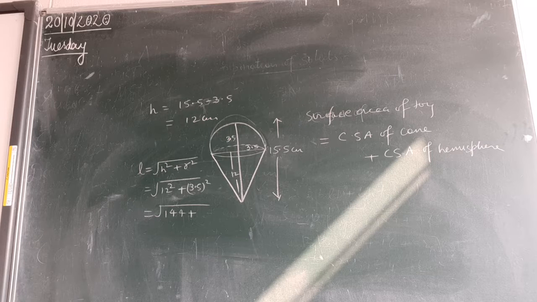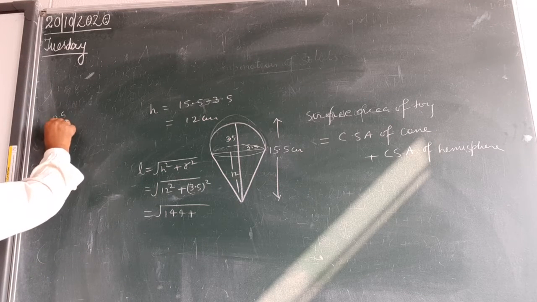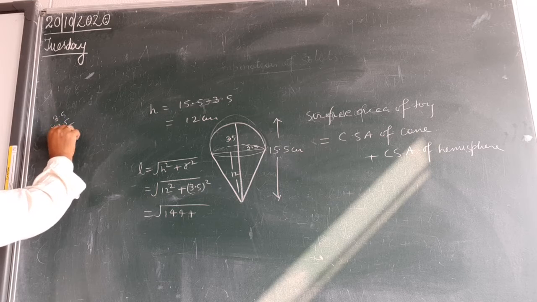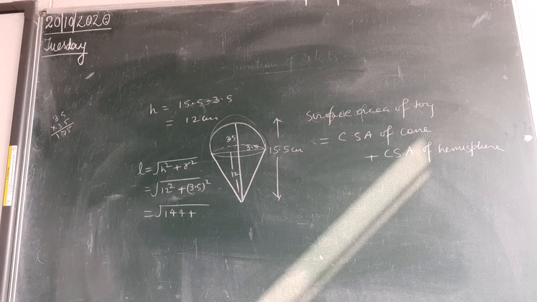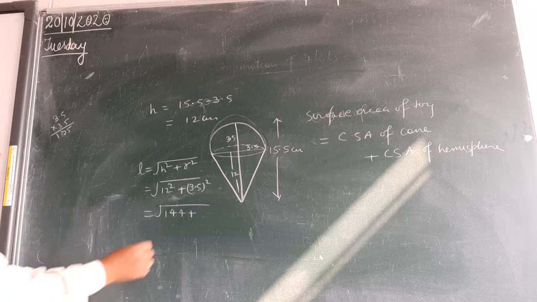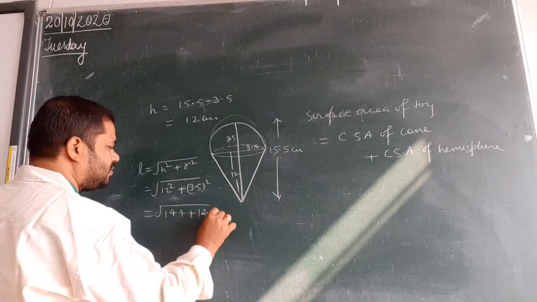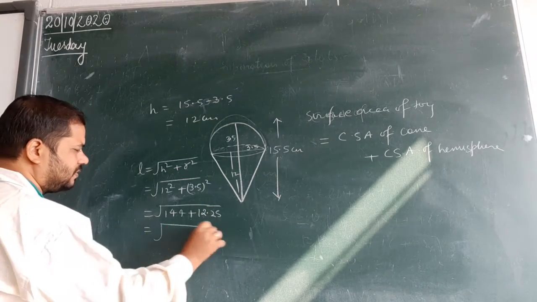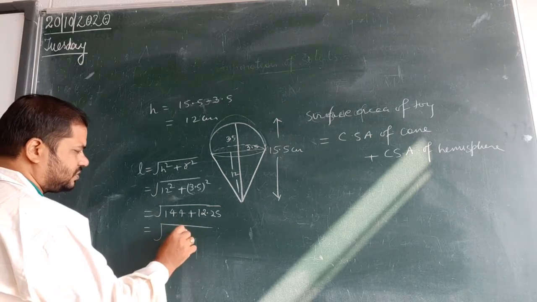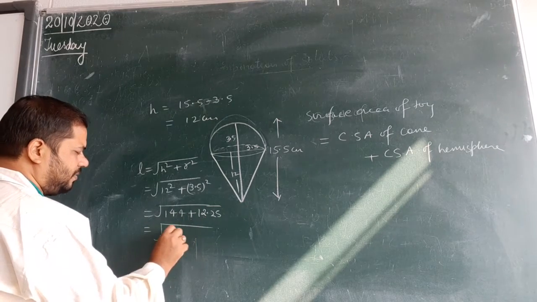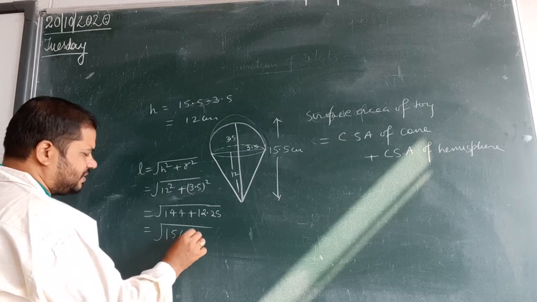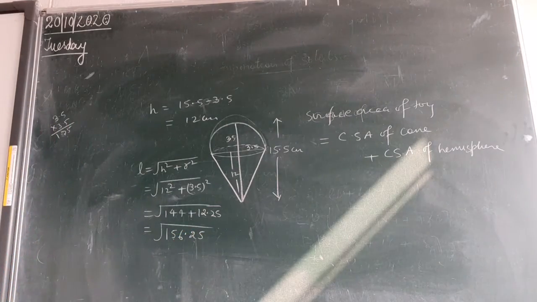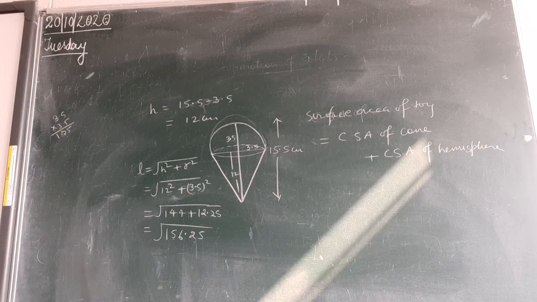How much will that be? 3.5 multiplied by 3.5. How much? 12.25. So 144 plus 12.25, and this is nothing but 156.25. Okay, and find the what? Square root of this. Find it. What is the square root?